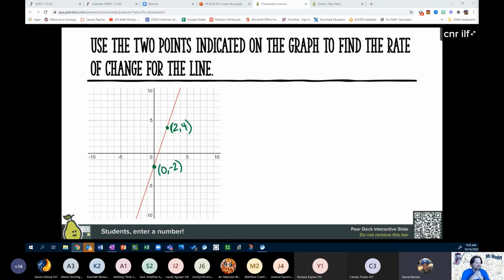Remember, we're doing the change in y divided by the change in x, moving from left to right. So you might want to figure out to go from -2 to +4, what do you need to add to y? You go from 0 to 2, what do you need to add to x? You will divide those two numbers.